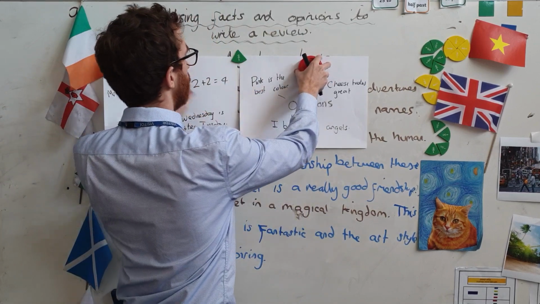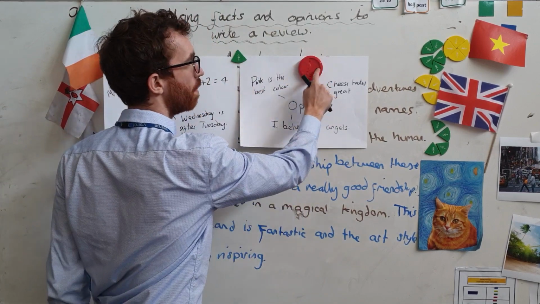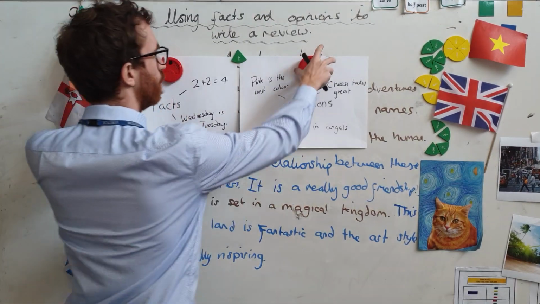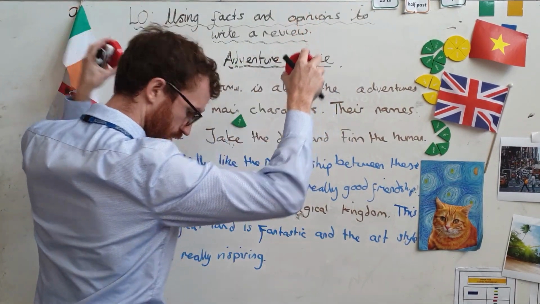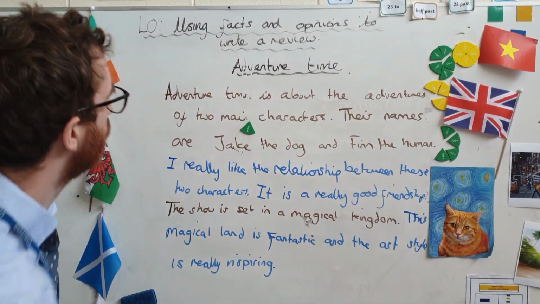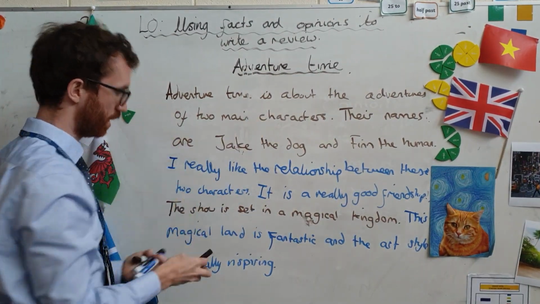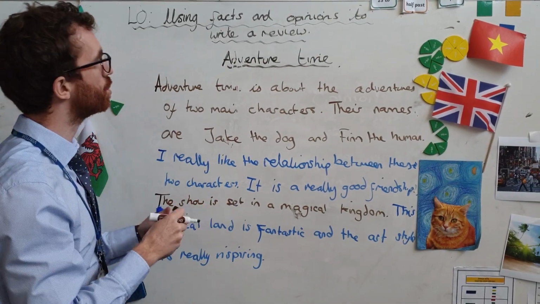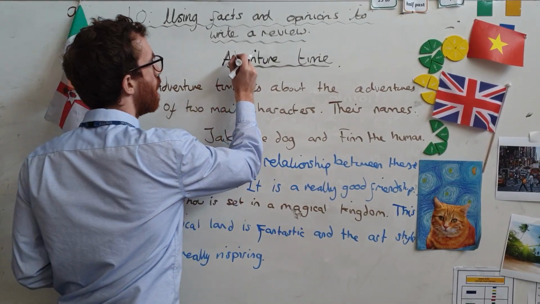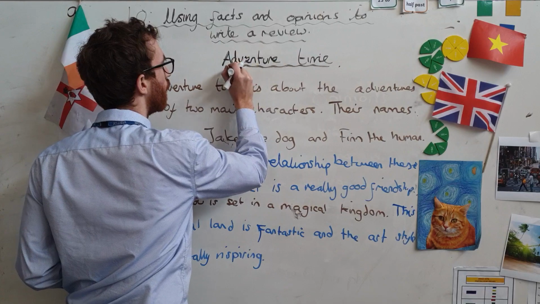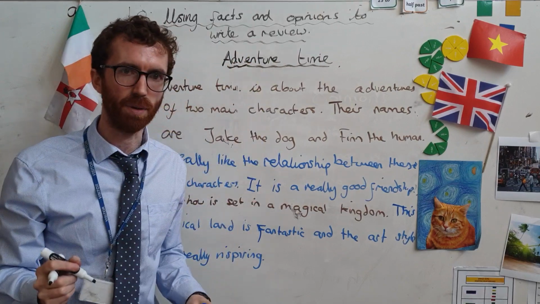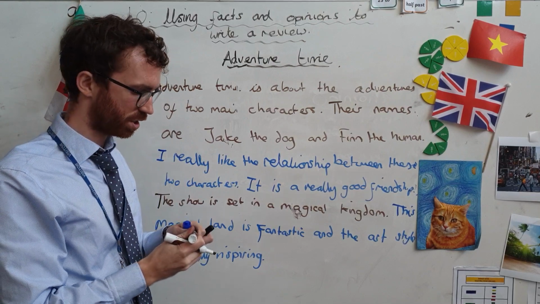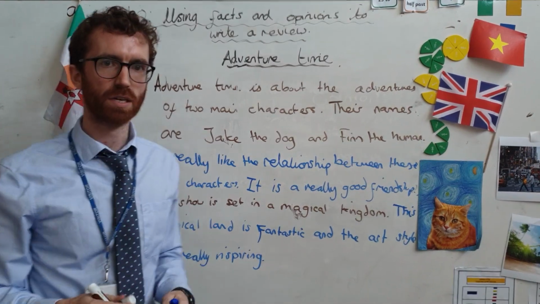Now, we've done that bit. We've had a look at what facts and opinions are. So, let's move on, and we're going to have a little look at a piece of writing I've done. Now, it's been a little bit squidged out, that's absolutely fine. I'm going to write a review about something I like called Adventure Time. It's a cartoon that I used to watch a lot of, and I sometimes watch still. So I'm going to write a review about it.